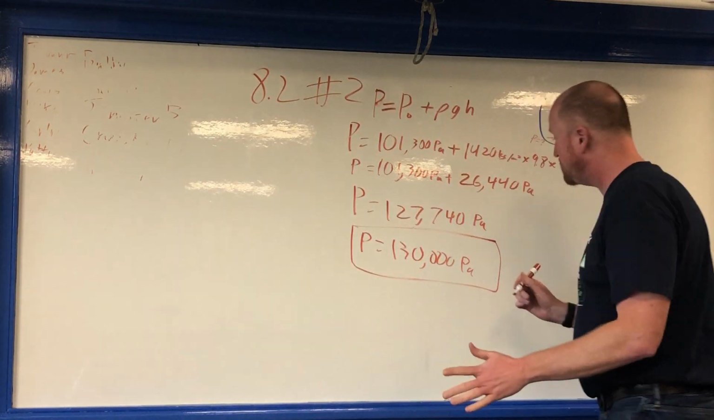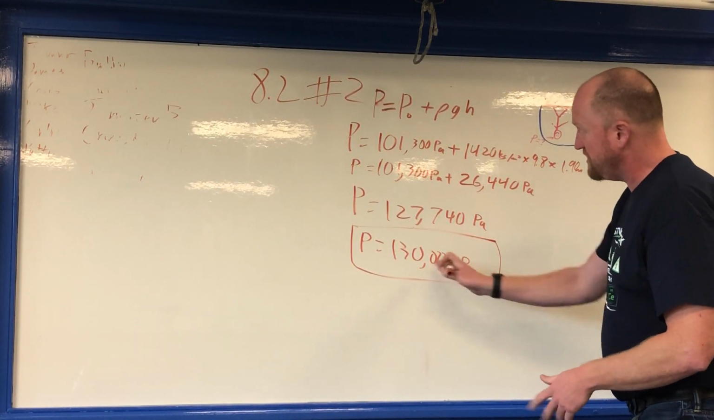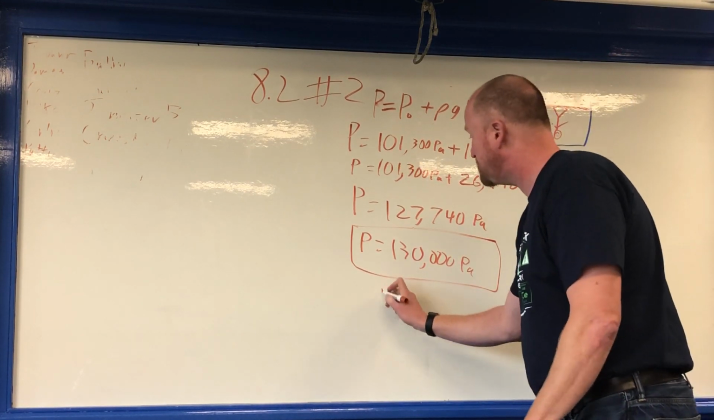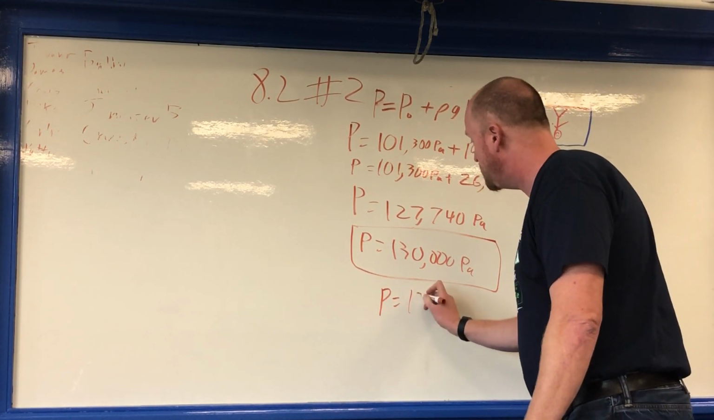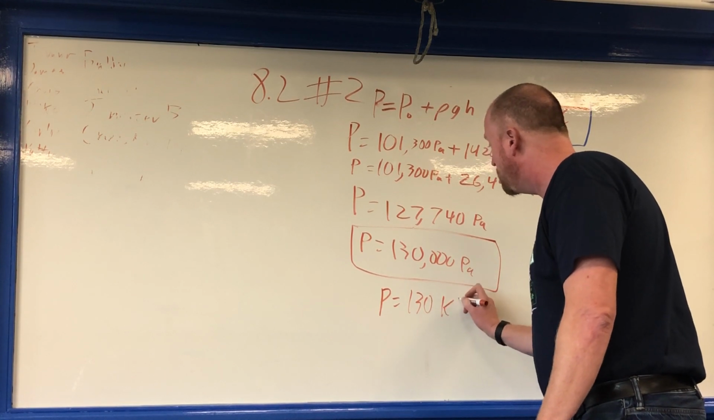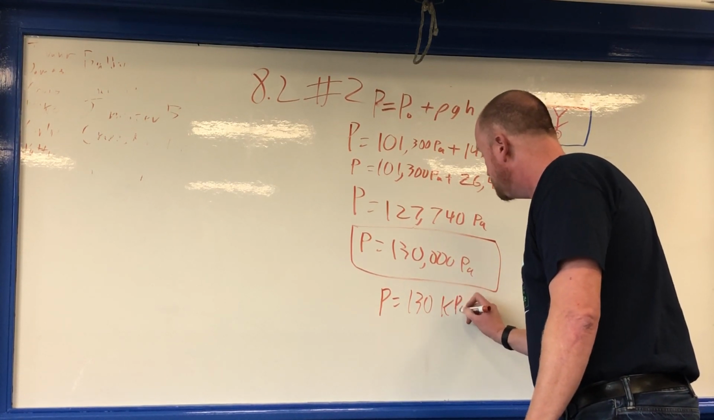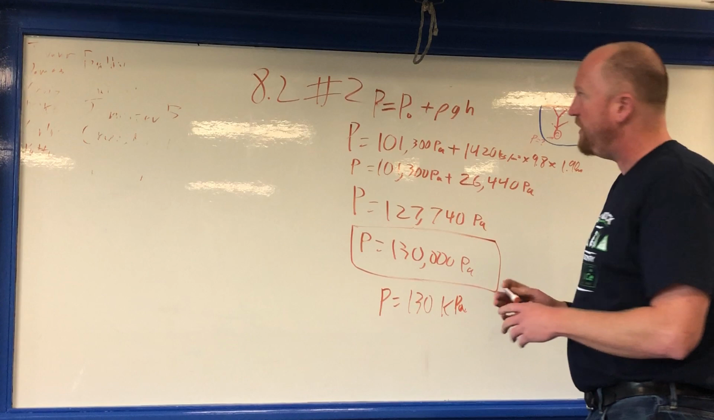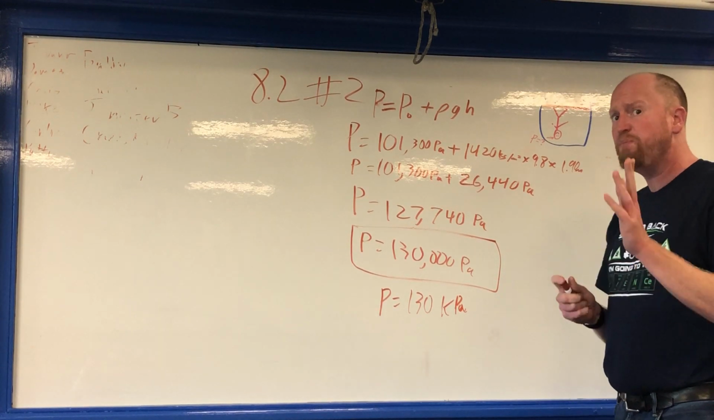Now, you could write it that way. Usually when people talk about pressure, they talk about kilopascals. So there's 1,000 pascals in a kilopascal. So you could also say the pressure is equal to 130 kilopascals. If you want, you can write it that way. Either way is fine.